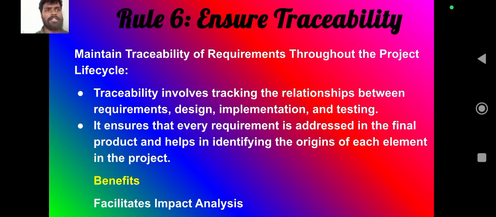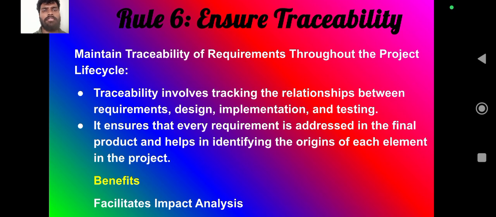And let us see rule 6, ensure traceability. Maintain traceability of the requirements throughout the project lifecycle. Traceability involves tracking the relationship between the requirements, design, implementation and testing. That is, we need to track all those requirements and design while building a software product, and it also ensures that every requirement is addressed in the final product and helps in identifying the origins of each element in a project. Okay, and the benefit of this is that it facilitates impact analysis.